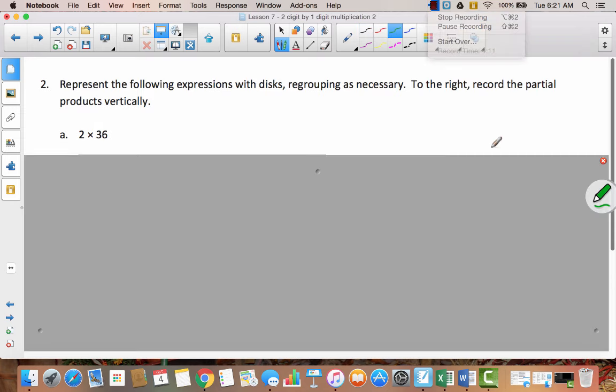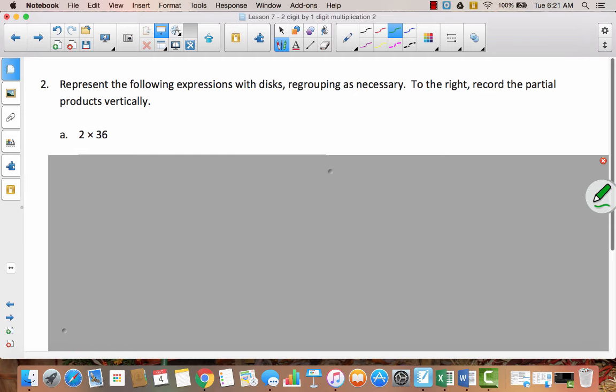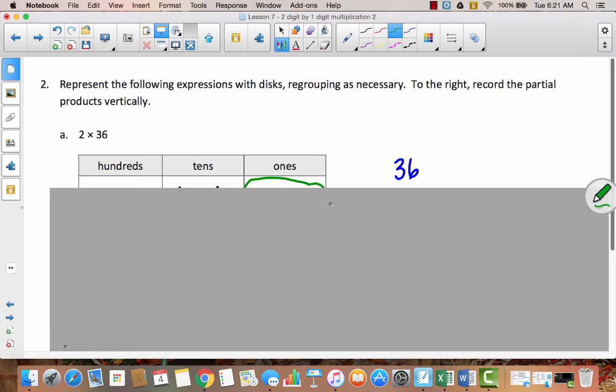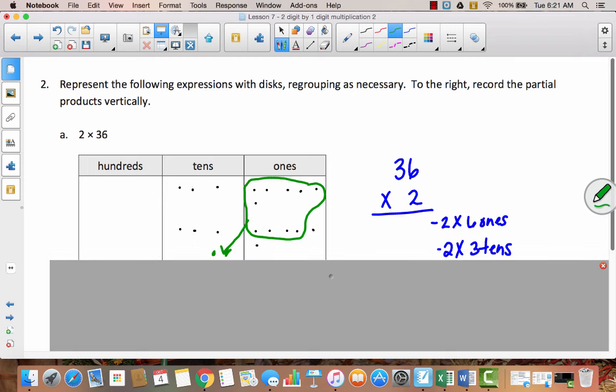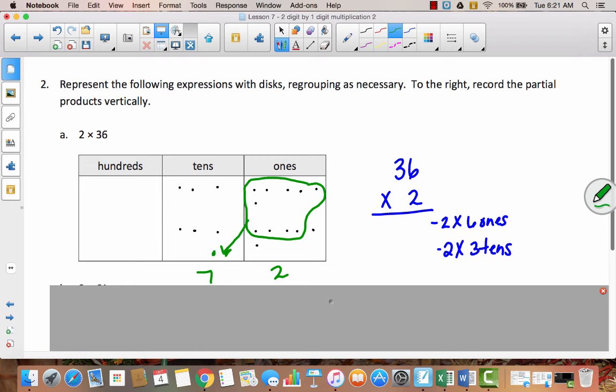Okay, so let's take a look at 2 times 36. So the first thing I did was I went ahead and I represented 36 one time, and then I went ahead and represented it again. And you can see I ended up with 12 ones. So I bundled 10 of them and moved them to the tens place, and that gave me a total of 72. So over here, I'm going to represent it vertically.